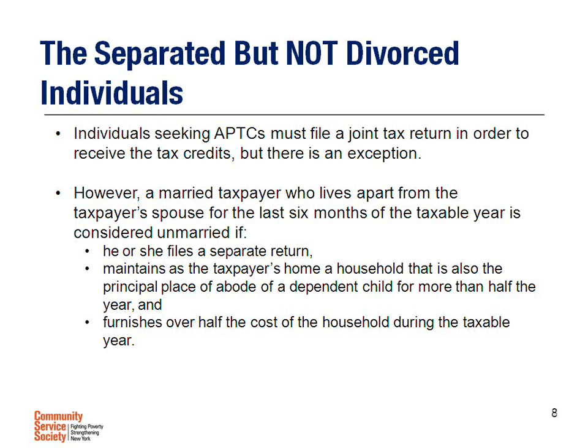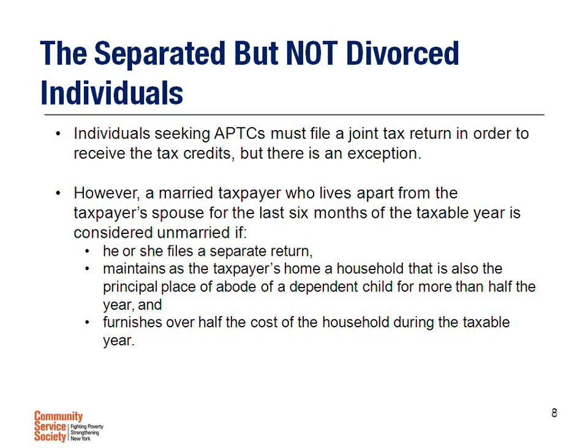A married taxpayer who lives apart from the taxpayer's spouse for the last 6 months of the taxable year will be considered unmarried, meaning that they can get tax credits, if he or she files a separate tax return, maintains as the taxpayer's home a household that is also the home of a dependent child for more than half of the year, and furnishes over half of the cost of the household during the taxable year.